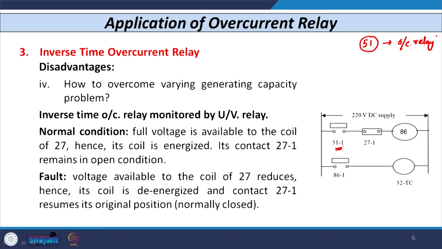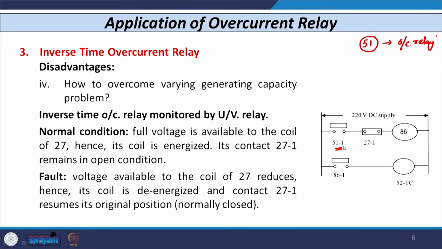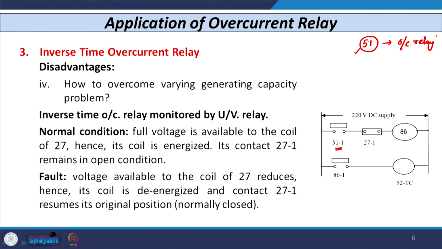So we set the relay based on the minimum magnitude of fault current. If I consider the earlier case, we set the relay based on this 80 ampere, that is the minimum fault current. So when the feeder takes full load current, obviously the current exceeds the plug setting or pickup value. So relay 51 operates. When relay 51 operates, its contact closes, that is 51 closes, and further action will take place.